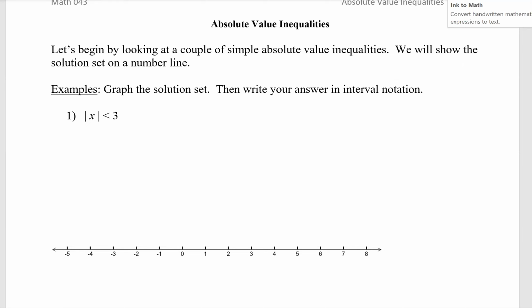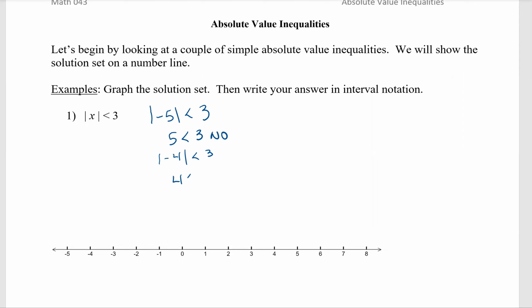So let's start on the left of the number line and let's substitute in -5. Is the absolute value of -5 less than 3? Is 5 less than 3? That's a no. So we're not going to include that point. What about -4? And that's a no. What about -3? 3 is not less than 3, but we're getting very close to -3, but not including it.